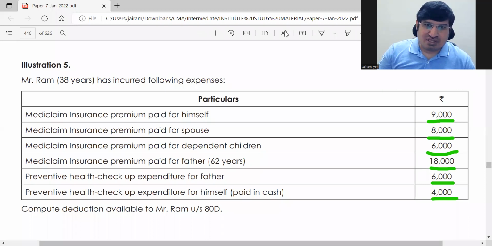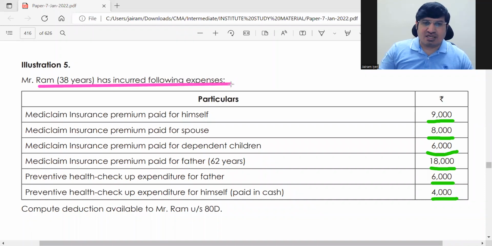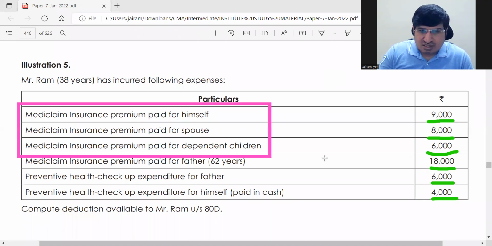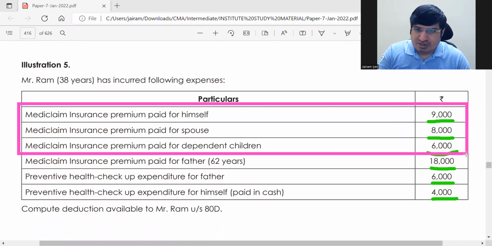So next problem is: Ram, 38 years, has incurred the expenses. ठीक है, mediclaim for himself, for spouse, for dependent children. ठीक है, all three are 0.1, correct? ठीक है, nuclear family, first 3 points, ओके, तीनों ले लेंगे हम। Total is 9 + 8 = 17 + 6 = 23, so it is within limit, no problem. ओके, तो ये तो हो गया हमारा, ये पूरा हो गया, राइट?